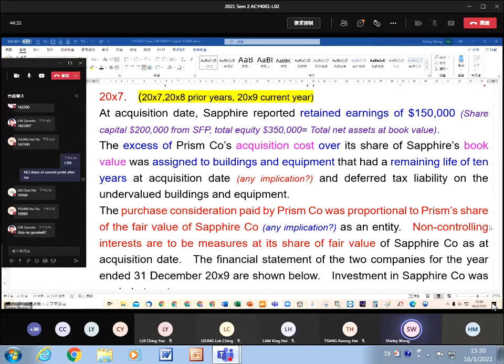So for the information, you now know that this information gives you the fair value difference. This information gives you how much the NCI at fair value is. Okay, understand that, and then we move on.